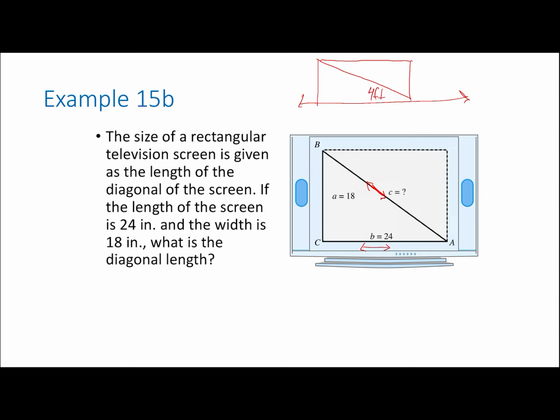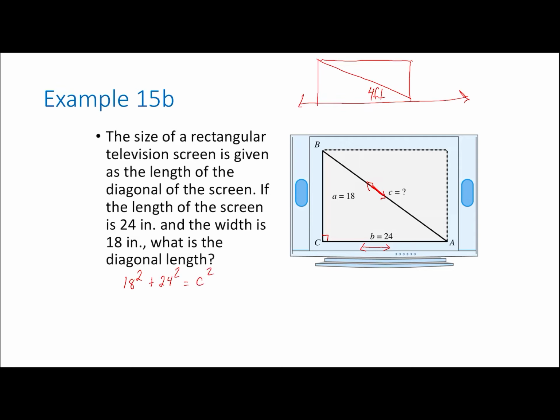So in this case, we have the size of a rectangular TV screen given from these lengths. It is 24 inches wide, it's 18 inches tall, and we want to know the length of the diagonal. Well, we know a TV should be a right angle, hopefully. So if we use the Pythagorean theorem, it's 18 squared, that's our a squared, plus b squared, which is 24 squared, should equal c squared.